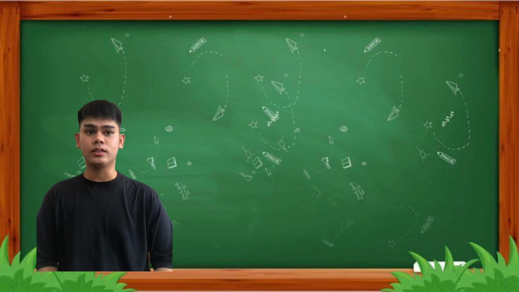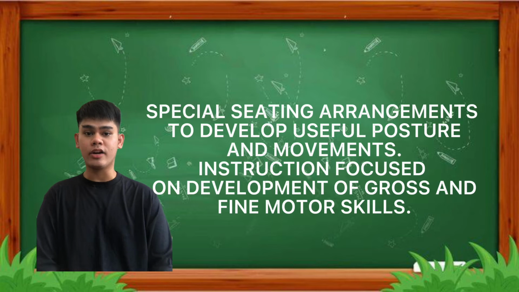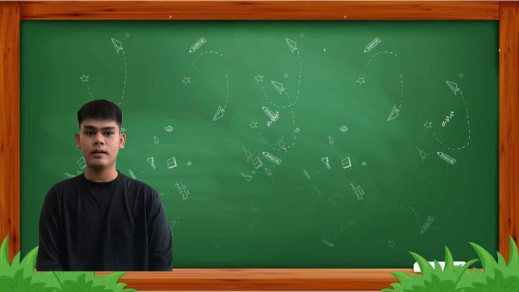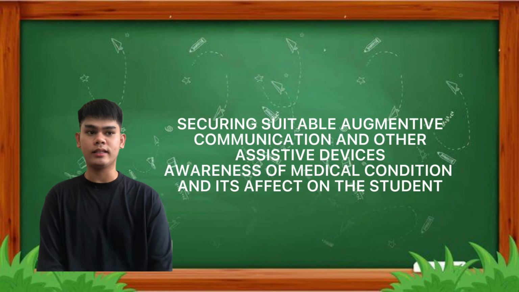The strategies are, first, special seating arrangements to develop useful posture and movements. Second, instruction that focuses on development of gross and fine motor skills. Third, securing suitable augmentative communication and other assistive devices. Lastly, awareness of the medical condition and its effect on the student, such as getting tired quickly.